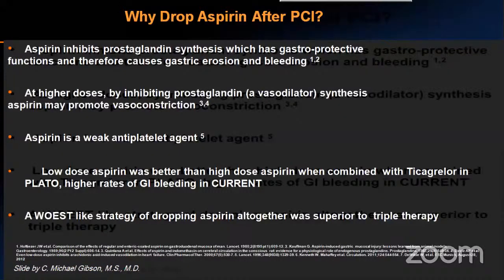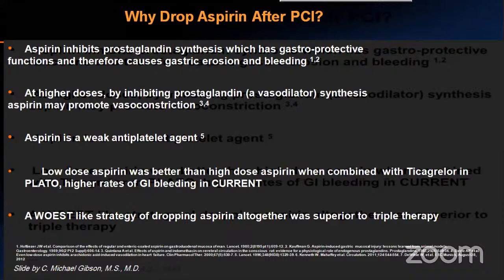Why do they prefer to drop aspirin after PCI in these conditions? Aspirin inhibits prostaglandin synthesis, which has gastroprotective functions and therefore causes gastric erosion and bleeding. At higher doses, inhibiting prostaglandin, which is a vasodilator, means prolonged use of aspirin may promote vasoconstriction. Aspirin is a weak antiplatelet compared to other antiplatelets. Low-dose aspirin was better than high-dose aspirin when combined with ticagrelor in the PLATO study. Higher rates of bleeding were also shown in the current study with the use of a higher dose of aspirin.